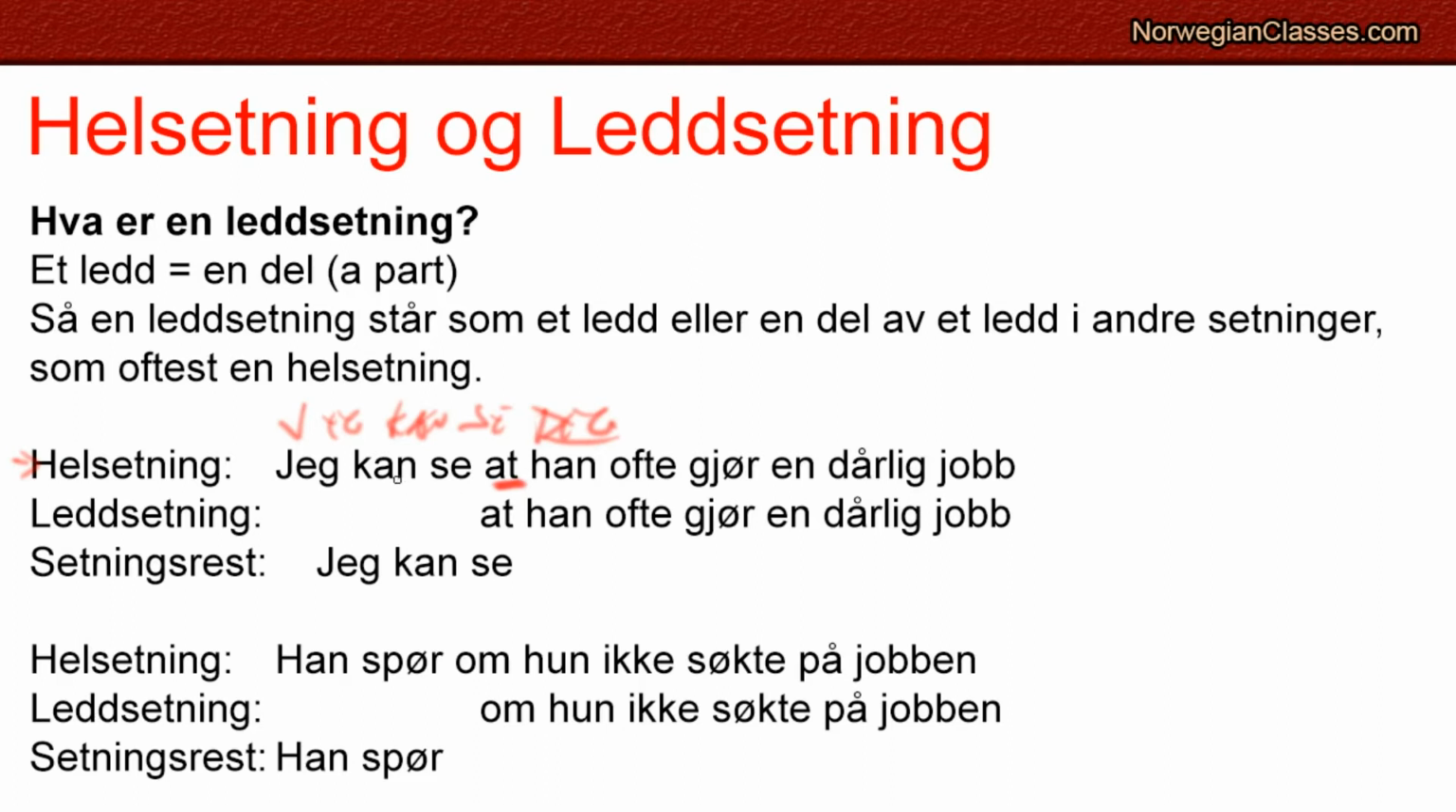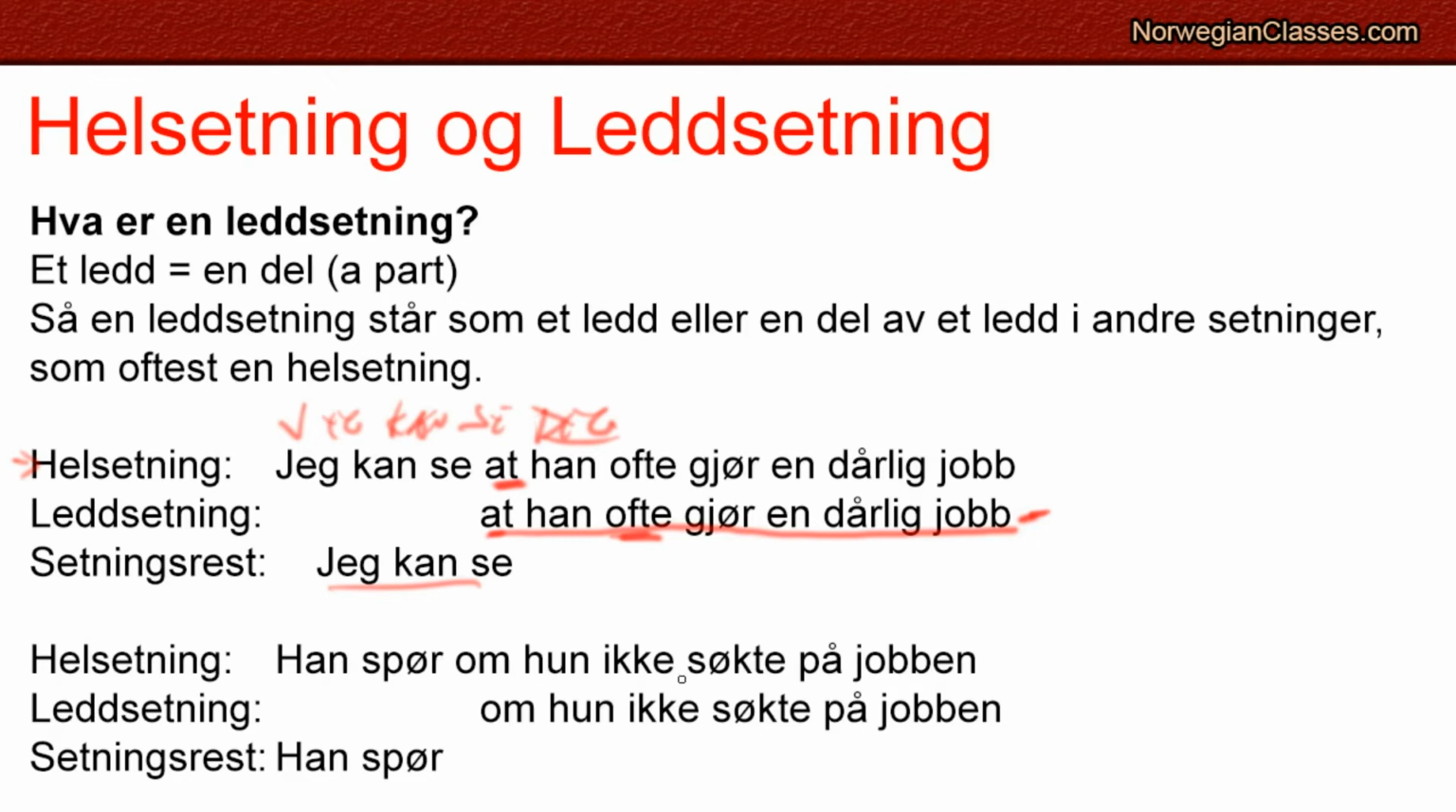Ofte would be, jeg kan ofte se. It would be after the verb if it was not part of the subordinate clause. Of course, this is the segment that's the subordinate clause. Han gjør ofte en dårlig jobb if you didn't have the subordinate clause, but here, in the subordinate clause, ofte is in front of the verb. Jeg kan se is the rest of the phrase. So this is the complete phrase: subordinate clause, part of the whole, and then the rest.